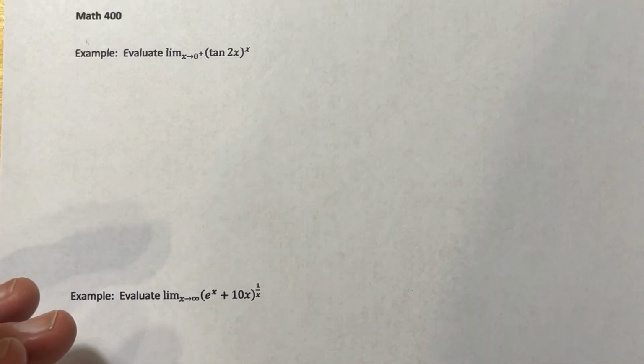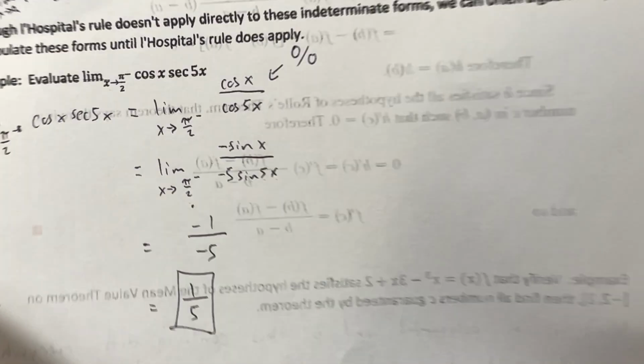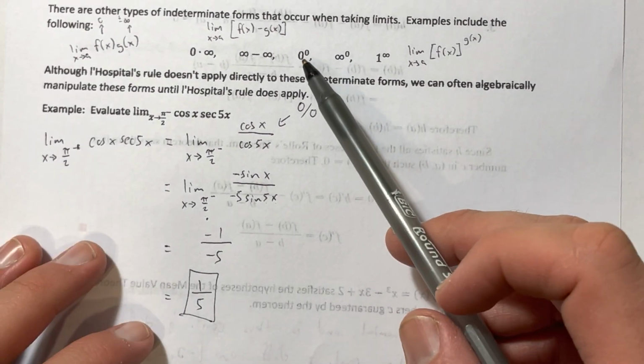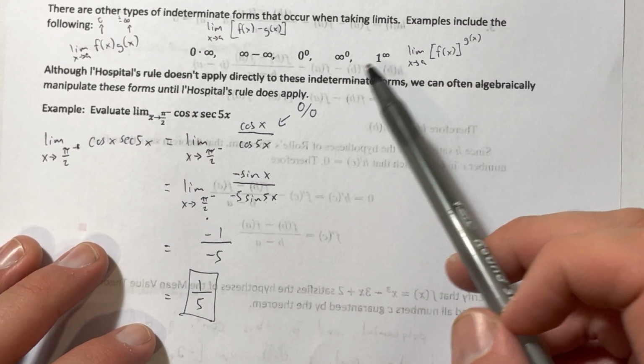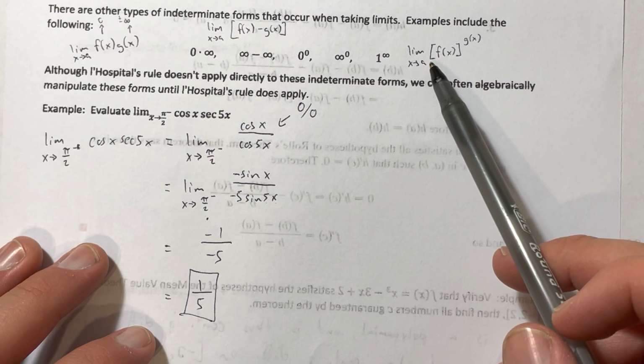All right, we have two more examples to do. Both of these are indeterminate forms that have this sort of exponential type of form to them. So there's three indeterminate forms that kind of fit this mold. There's 0 to the power of 0, infinity to the power of 0, and 1 to the power of infinity, which we discussed in the previous video.